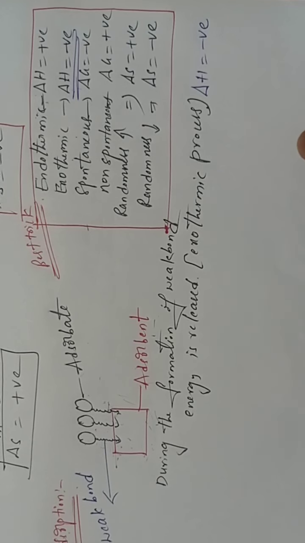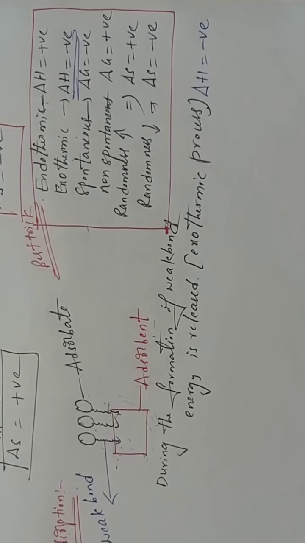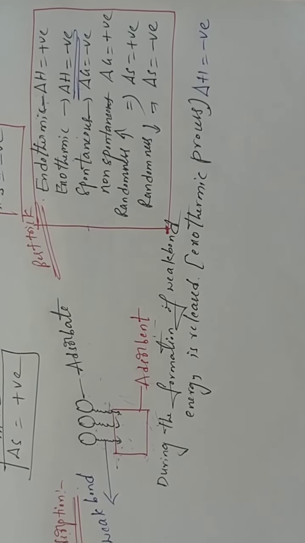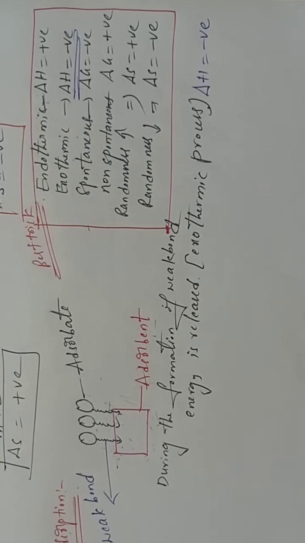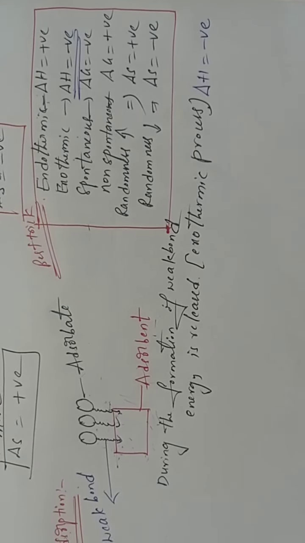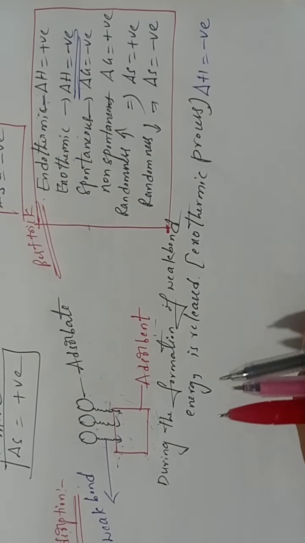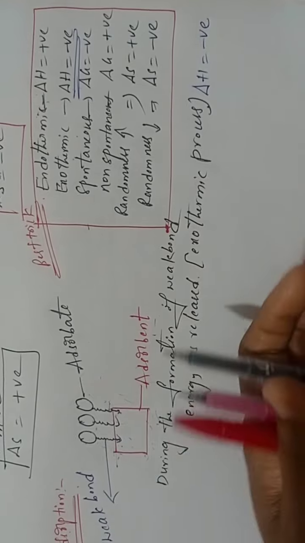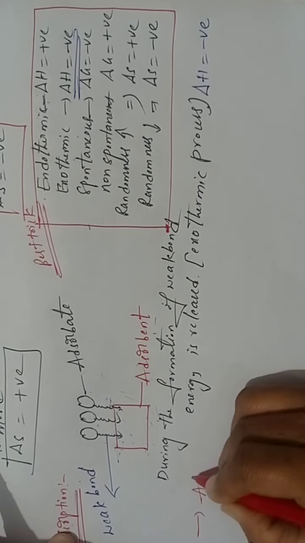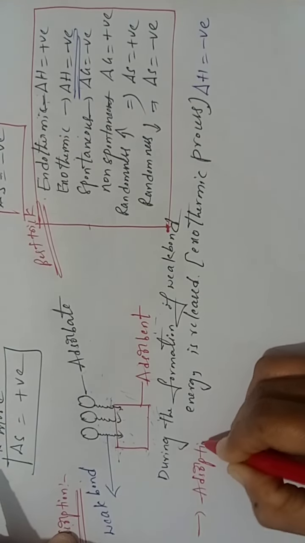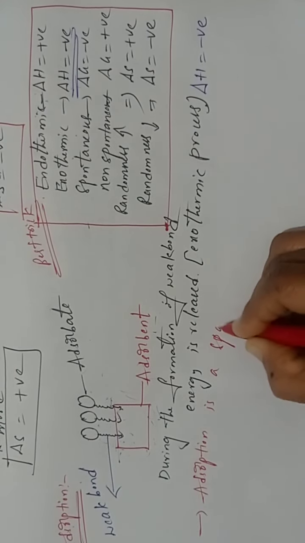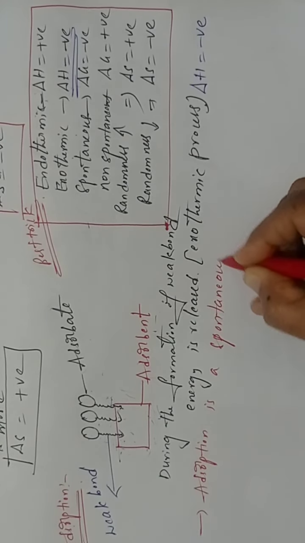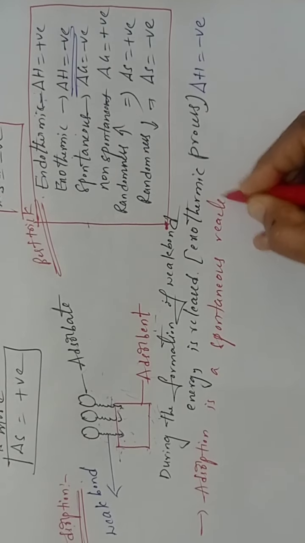Are you understanding, students? Adsorption is a spontaneous reaction because the dust particles can adsorb on their own on the surface of the furniture. That's why it is a spontaneous reaction. We know that chemical reactions which take place on their own are spontaneous reactions, correct or not? So adsorption we can consider as a spontaneous reaction.